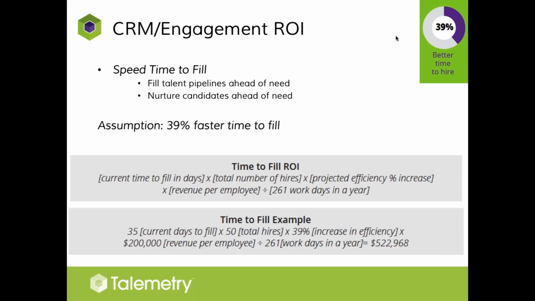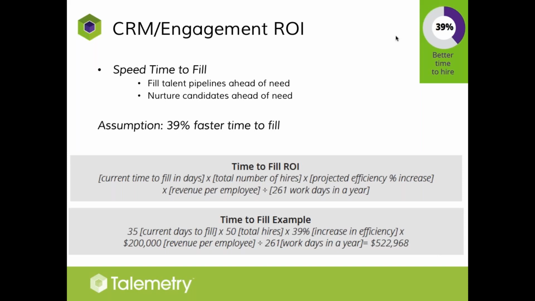So the way to calculate increased value from that improved time to fill, if we look at the time to fill example, let's say you have 35 days to fill as your current time to fill metric, and you hire 50 people annually, right? And as we learned from Brandon Hall, you can expect a 39% increase in efficiency if you can get to that top half of that capability model, right? So let's just use that. We're going to get 39% more efficient by instituting this CRM-based recruitment marketing strategy and technology.